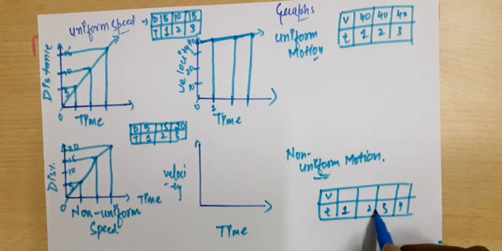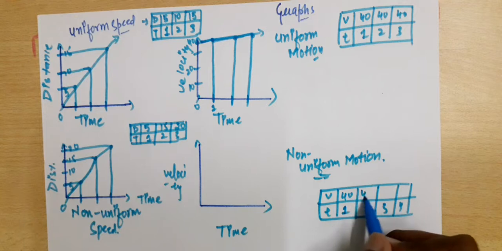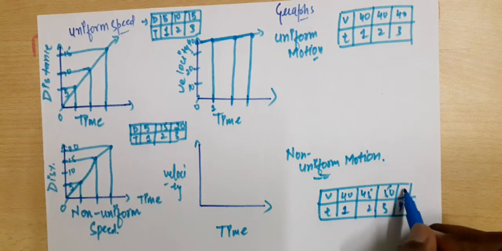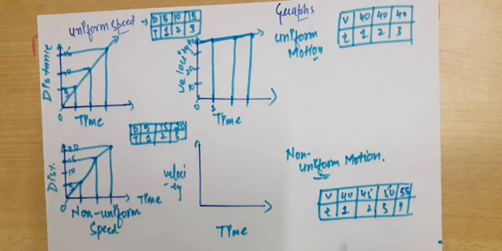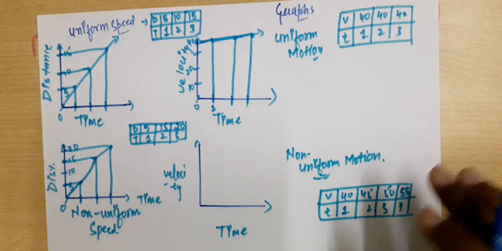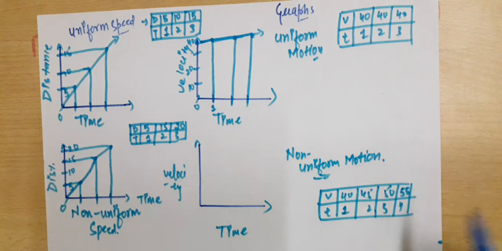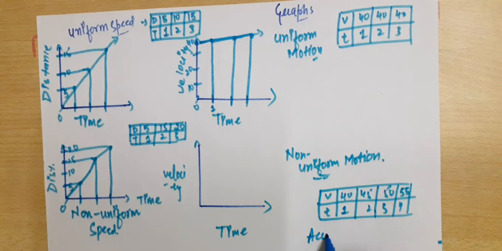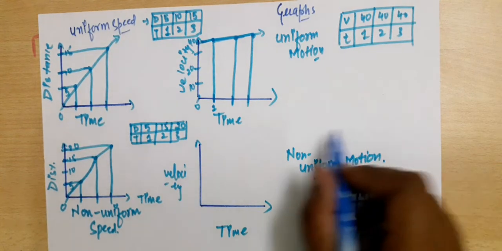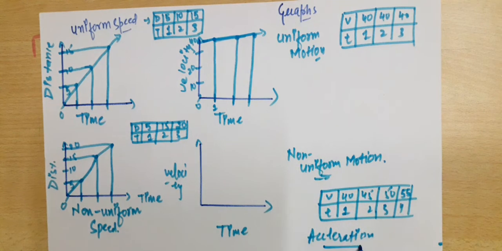With time, the velocity will keep changing. For example, here at 1 second it is 40, at the second second it becomes 45, then 50, then 55. So now we will understand that when velocity changes with respect to time, it is called acceleration. So we can understand that non-uniform motion could be acceleration also.